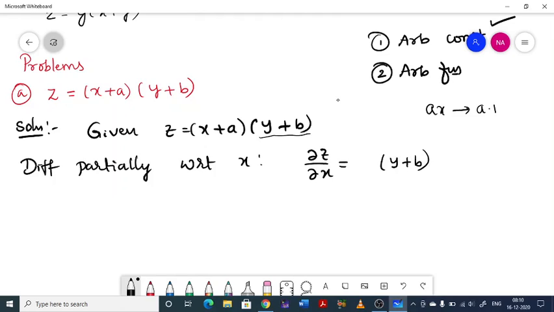Now x plus a, you have to differentiate this term. Derivative of x is 1, derivative of constant a is 0. So 1 plus 0, that is 1 into y plus b. Now dou z by dou x ನ p ಅಂತ ಕರ್ಕೋತೀವಿ ಅಲ್ವಾ? You can keep dou z by dou x only, no problem. Or p equal to y plus b.